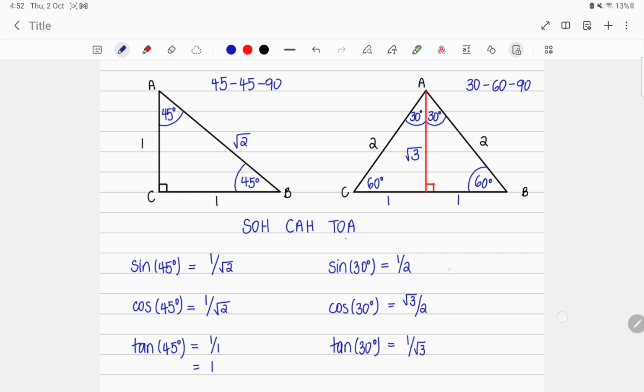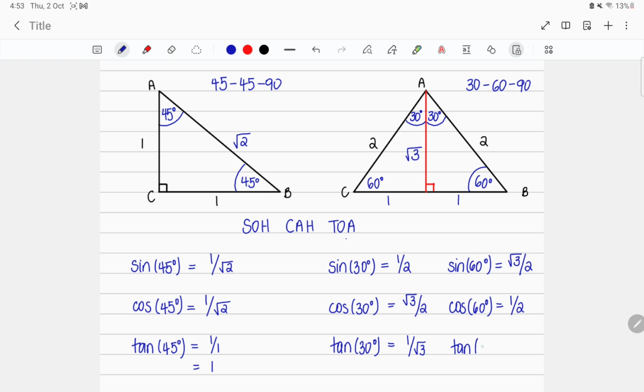Similarly, we can work out the 60 degree angles. So sine of 60 degrees would be equal to the opposite side. The side opposite the 60 degree angle is root 3, and the hypotenuse is 2. So it means that sine 60 is just root 3 over 2. Now for cos 60 degrees, cos is the adjacent side. So the side adjacent to the 60 degree angle is 1, and the hypotenuse is 2. So it means that cos 60 degrees is equal to 1 over 2.